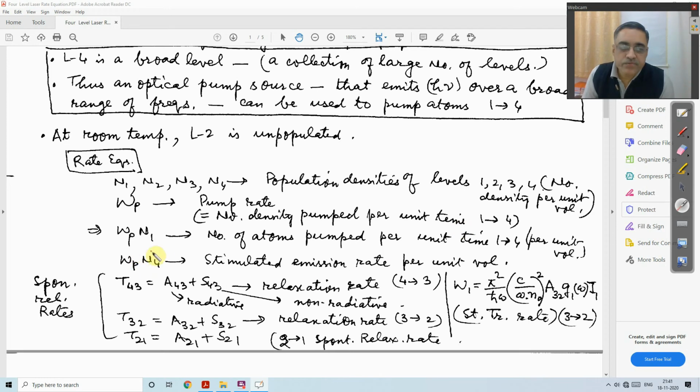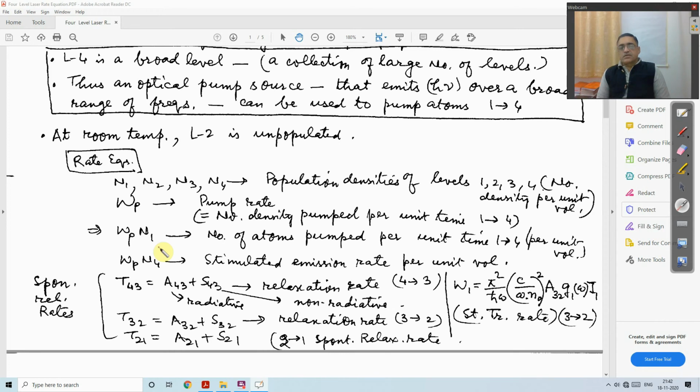Now multiplying it with N1, as we have seen since the Einstein's equations, the rate multiplied by the number density gives the number per unit time. So WP N1 gives the number of atoms pumped per unit time. That means the rate of atoms pumped per unit time.